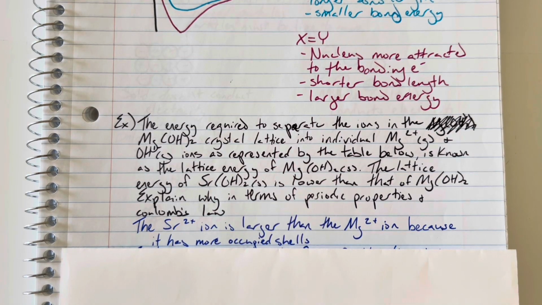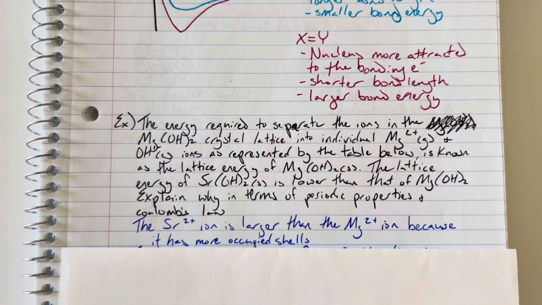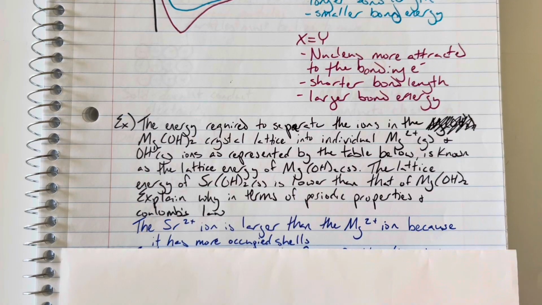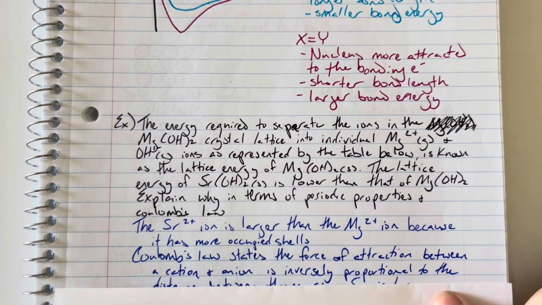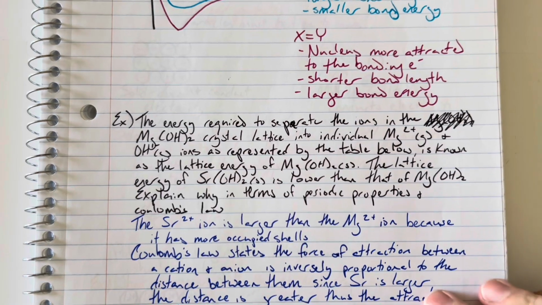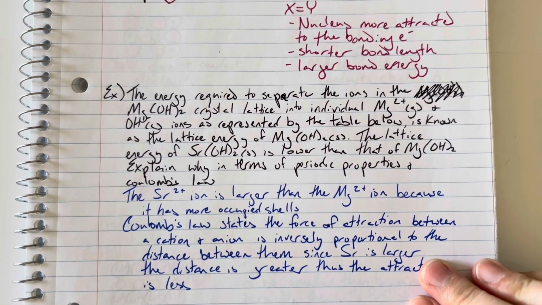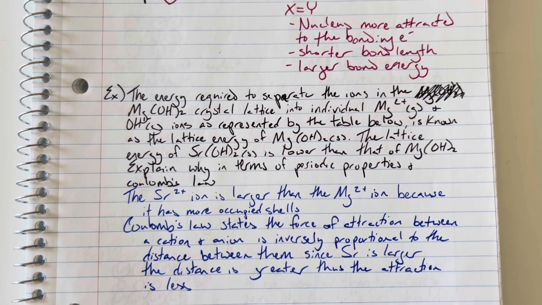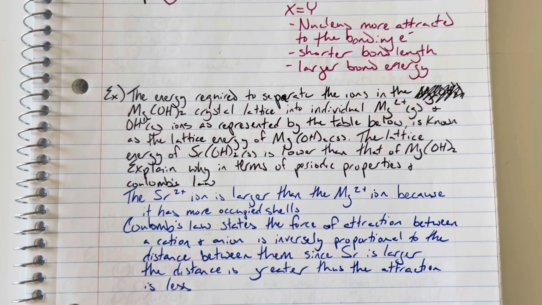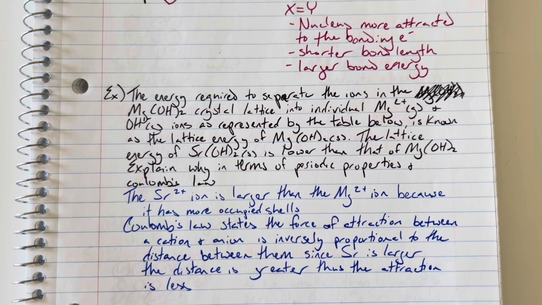Okay. So the written out reasoning that I gave was that the strontium ion is larger than the magnesium ion because it has more occupied shells. As a reminder, Coulomb's law states that the force of attraction between the cation and anion is inversely proportional to the distance between them. Since strontium is larger, the distance is greater, thus the attraction is less.